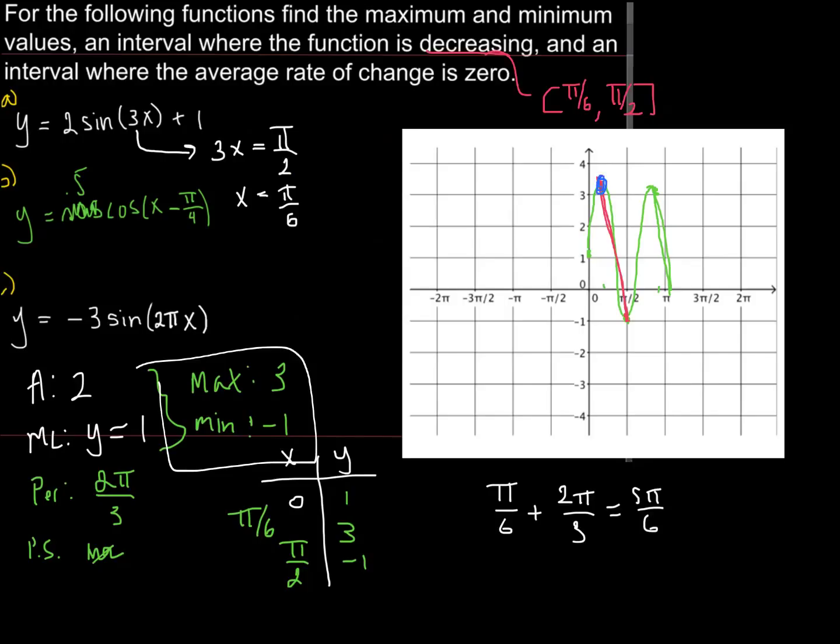I could go between pi over 6 and 5 pi over 6. But I could also go between 0 and, let's just go all the way over here, between 0 and pi, for example. It appears as though there is 0 average rate of change. So that'd be another one.